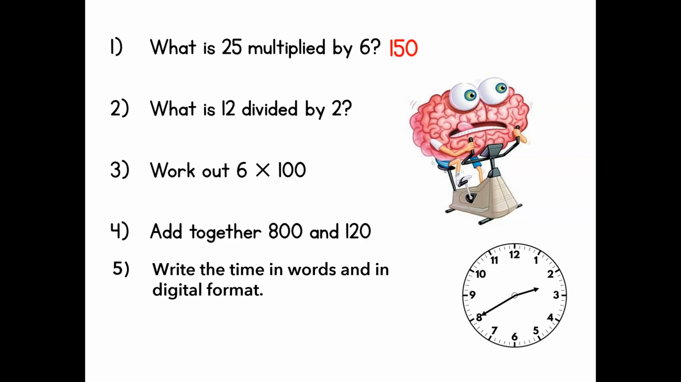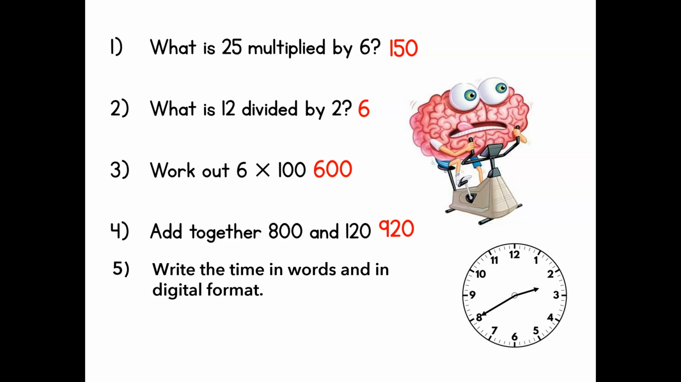What is 12 divided by 2? That's a nice easy one. 6 times 2 is equal to 12. Question 3. The answer is 600. Question 4. Add together 800 and 120. Well, when I'm adding mentally, I would always start with my largest place value, so I add the hundreds and then add on the tens and ones.